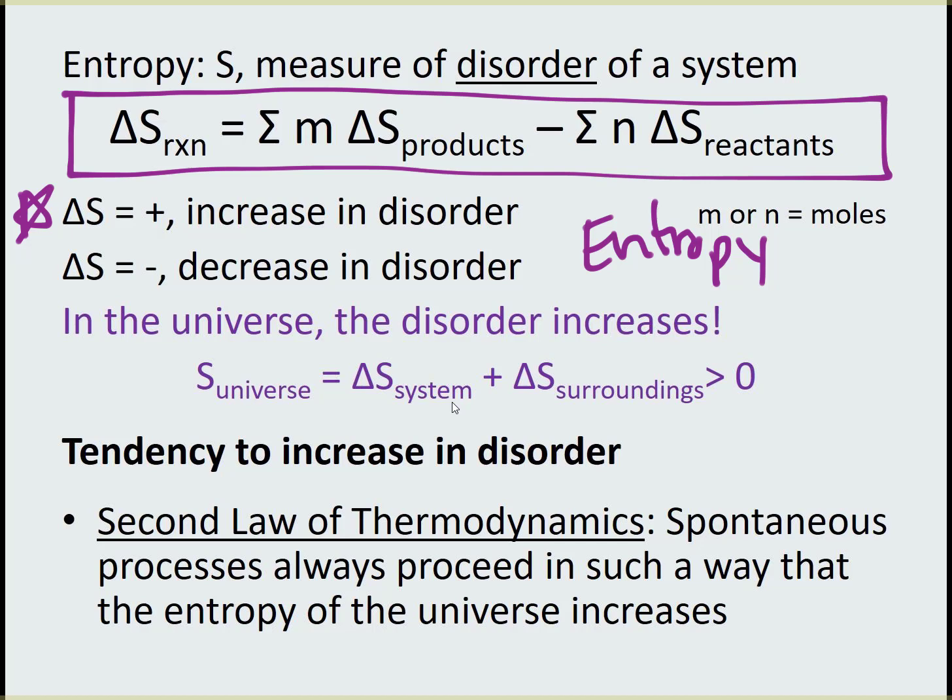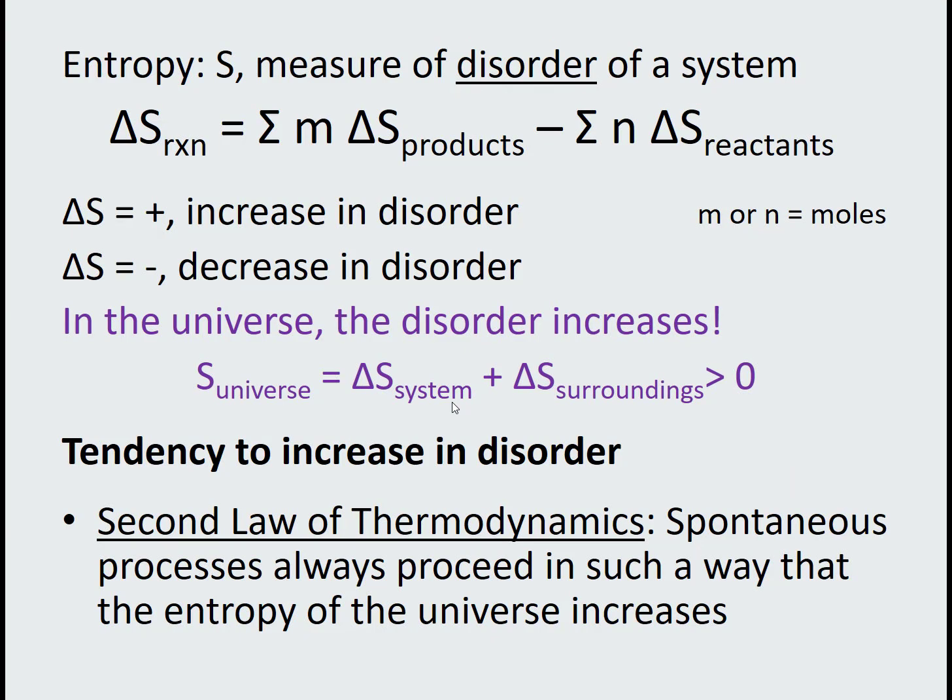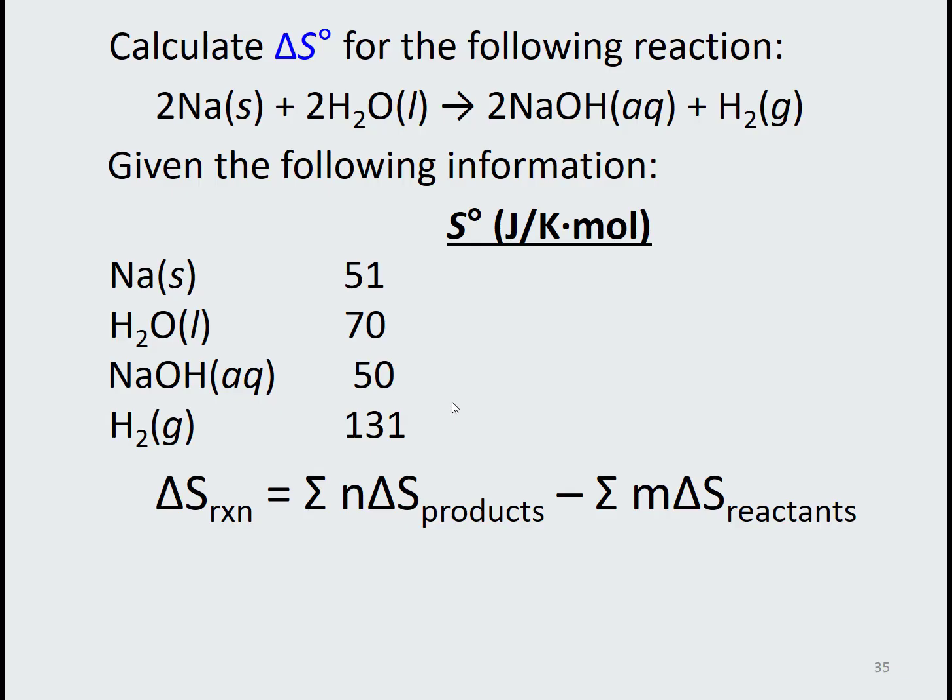So this is very different than the law of conservation of energy, the first law of thermodynamics, where energy is conserved. It's just changed from one form to the other. In the second law of thermodynamics, we have that the entropy of the universe is increasing. We can calculate our delta S by taking the sum of the products and minusing the sum of the reactants. So let's go ahead and do this.